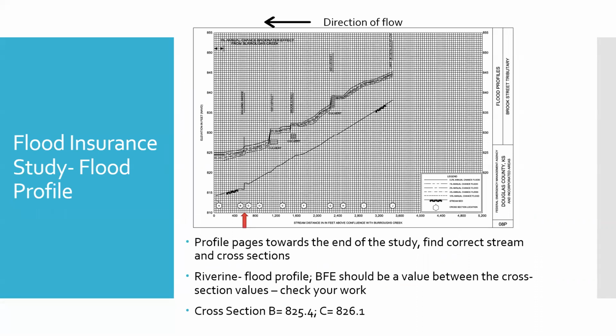Again, you could see in the GIS and in the data tables that are also in the flood insurance study what the exact base flood elevations are at those cross sections. So B is 825.4 and C is 826.1. Of course, like I said, we're using 1/10 of a foot, so I've got the 1 decimal place there.